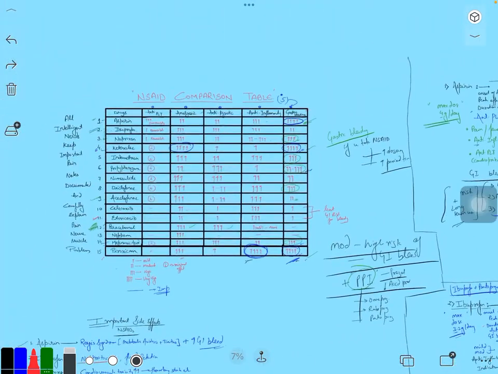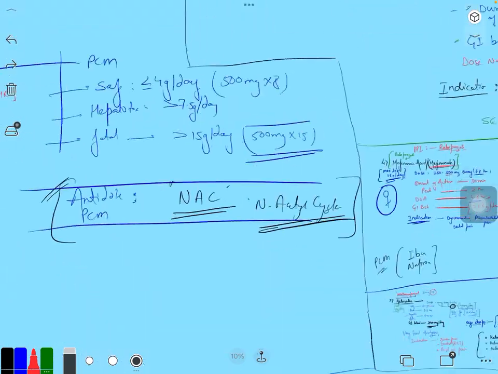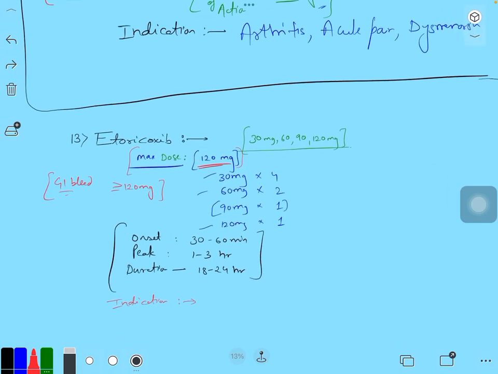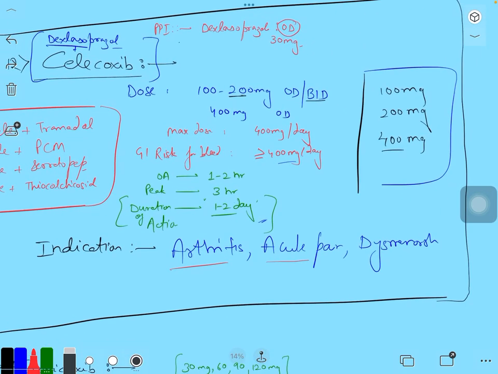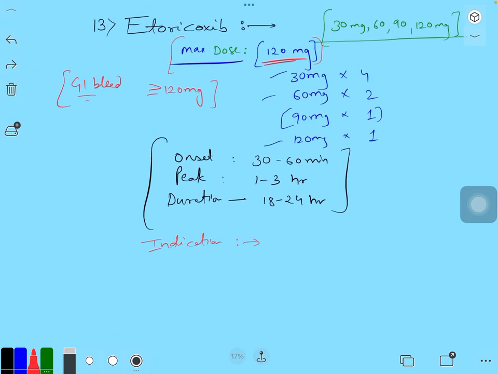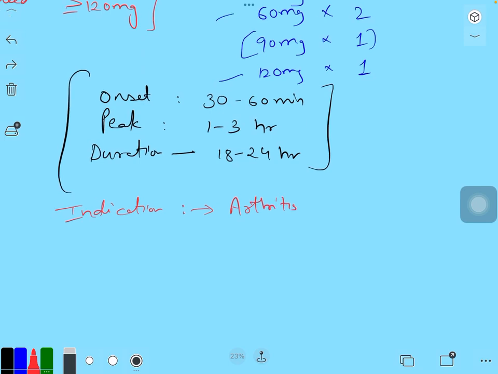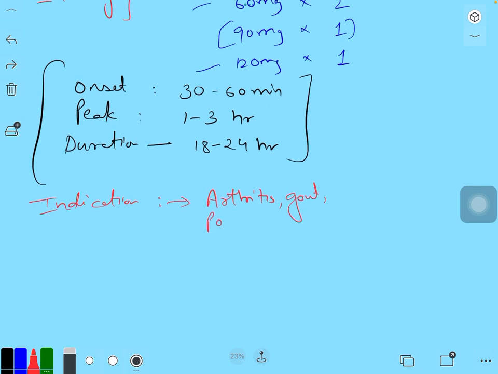Now for Etoricoxib, we can give Etoricoxib in some conditions similar to Selective: arthritis, acute pain, dysmenorrhea, and so on. Right, so indications of Etoricoxib: arthritis, all the chronic inflammation conditions without fever, gout, and post-operative pain. Right, you can also use it for dysmenorrhea. Right, so there is a list of all these things in which we can use Etoricoxib.